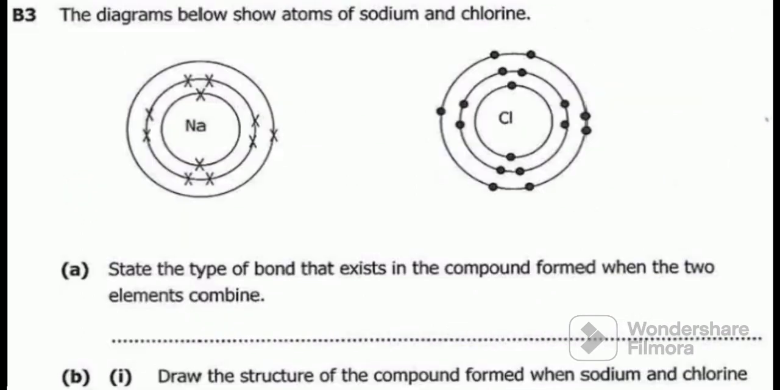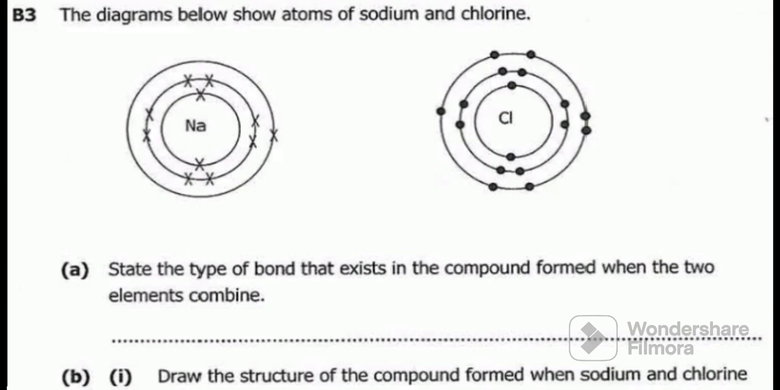The statement above reads, the diagrams below show atoms of sodium and chlorine. On my left hand side we have the atom of sodium, and on my right hand side we have the atom of chlorine. The first question: state the type of bond that exists in the compound formed when the 2 elements combine.